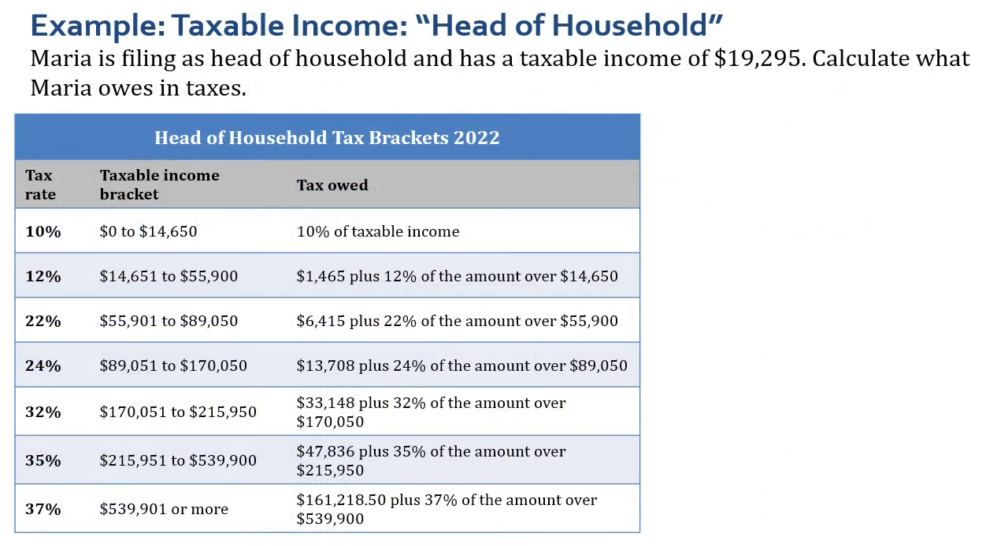Okay, so now that we found her taxable income, so we found that Maria's taxable income was $19,295. The next thing we need to do is figure out what she ends up owing for taxes. And that'll be, again, before we take off any credits or withholding that she's already paid. So what we need to do is figure out where she falls in the tax brackets.